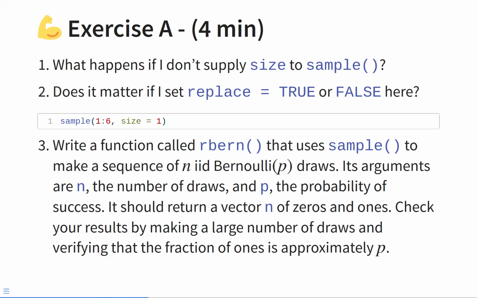We'd like rburn to make a sequence of n independent and identically distributed Bernoulli p draws. The arguments of this function should be n, the number of draws, and p, the probability of success. Success, remember, in a Bernoulli experiment is a 1. So this function should return a vector of length n that contains only zeros and ones. You can check your results by making a large number of draws and then verifying that the fraction of ones is indeed approximately p.